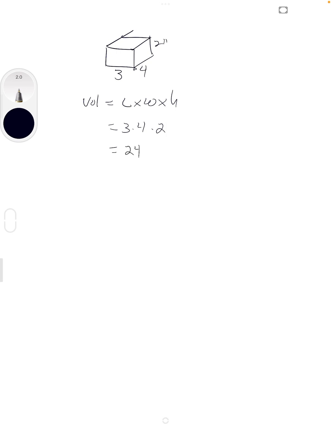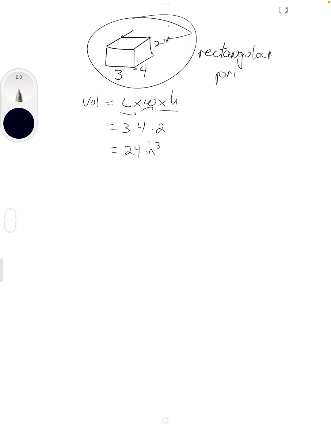And if this was inches, the answer would be cubic inches, because you're multiplying 3 things. Volume is always in cubic something: cubic centimeters, cubic inches, cubic yards. That's how we do volume of a rectangle, what's called a rectangular prism. Prism means it's just a rectangle, but it's got height to it.